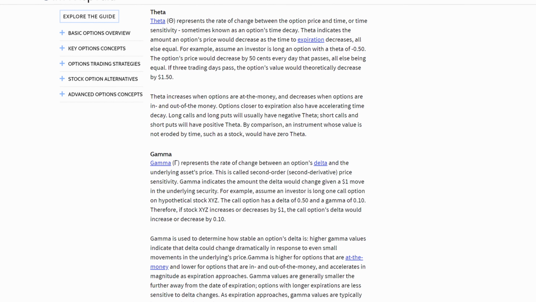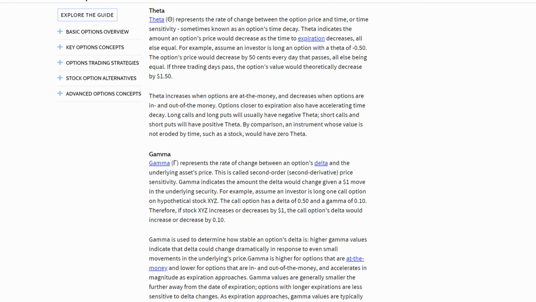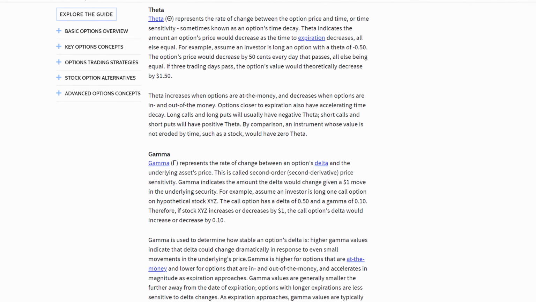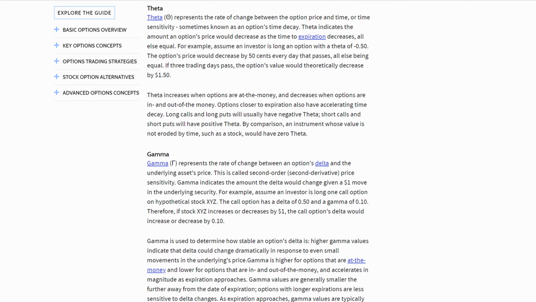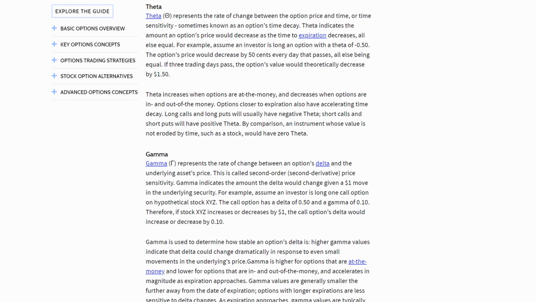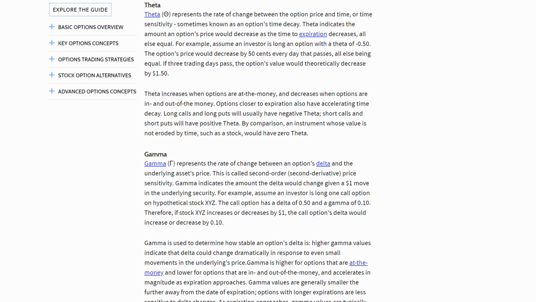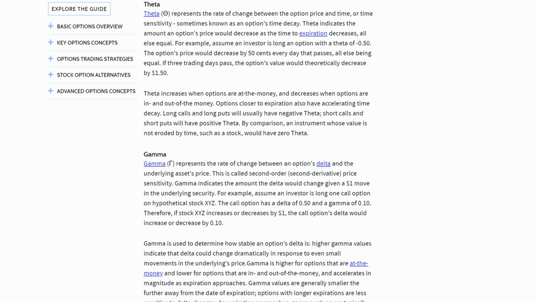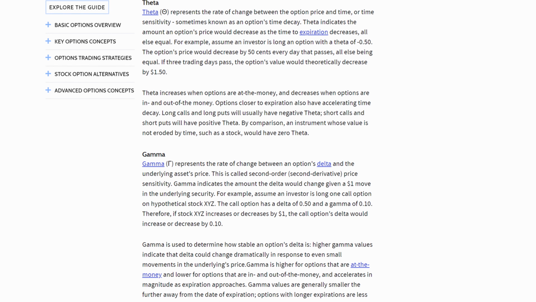Let's now move on to gamma. Gamma represents the rate of change between the option's delta and the underlying asset's price. So this is the second derivative of price if you think about it. Therefore, gamma indicates the amount delta will change given a $1 move in the underlying security. For instance, if the call option has a delta of 0.5 and a gamma of 0.1, this means that every time the stock increases or decreases by $1, the delta will increase or decrease by 0.10.